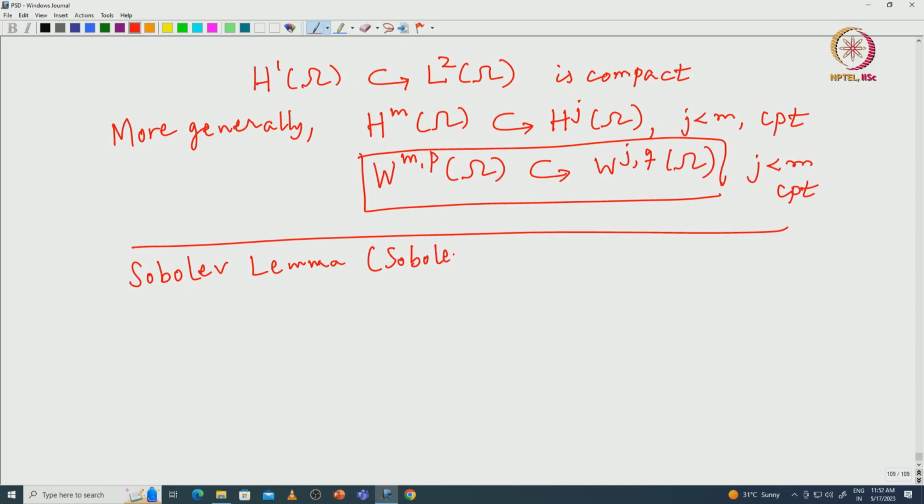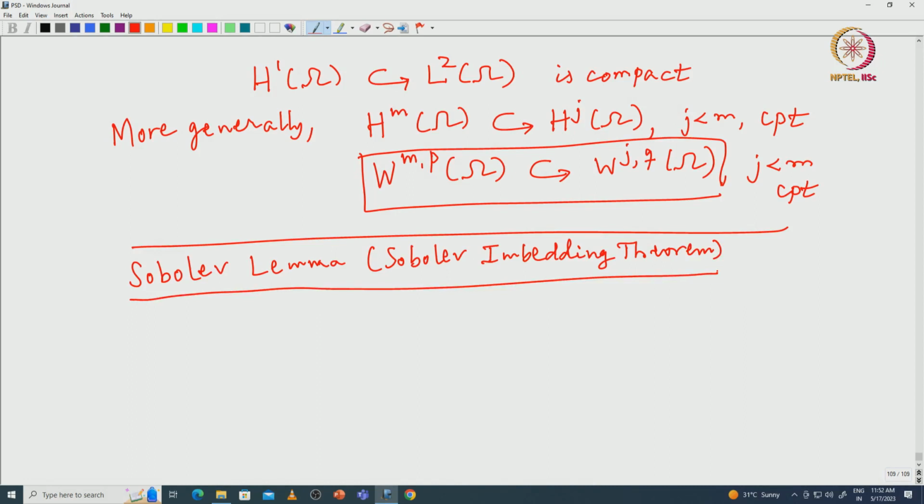This is a very important result, especially concerning the solutions of PDE. We usually pose the problem as a weak problem for a PDE and obtain a solution in some Sobolev class. Now, the question is, m is the number of derivatives, that is called the order.